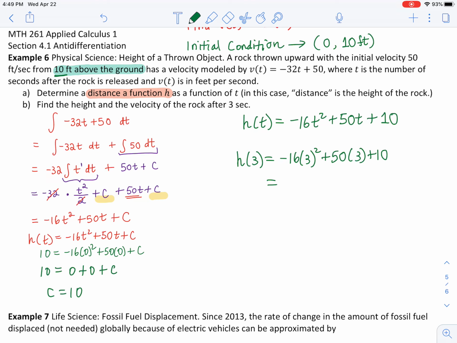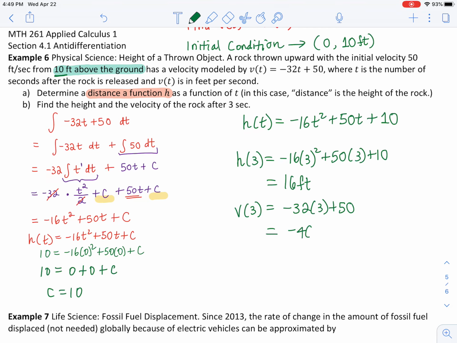Okay, I can find the height of the rock at 3 seconds by plugging 3 into this h of t. So that will be negative 16 times 3 squared, plus 50 times 3, plus 10. What's that going to be? Type this in your calculator for me, you're checking to see if I'm getting it right. You should get 16 feet. So after 3 seconds, the height of the rock is 16 feet above the ground.